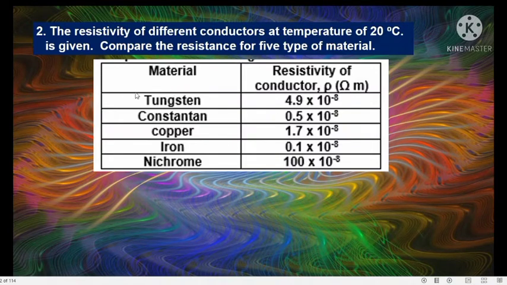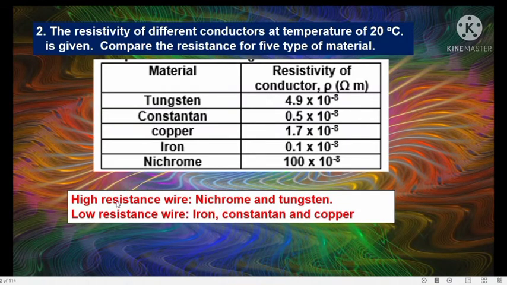But if we compare among these 5 materials, we can see nichrome has the highest resistivity and constantan has the lowest resistivity. Okay, so we just compare between these 5 types of material because normally these are the materials that are used. So high resistance wire: nichrome and tungsten. Okay, nichrome, tungsten. Low resistance: iron, constantan and copper.